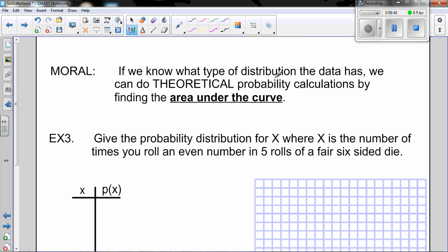If we know what type of distribution the data has, last time it was exponential, we can do theoretical probability calculations by finding the area underneath the curve. So the big moral to this story is probability is area under the curve.